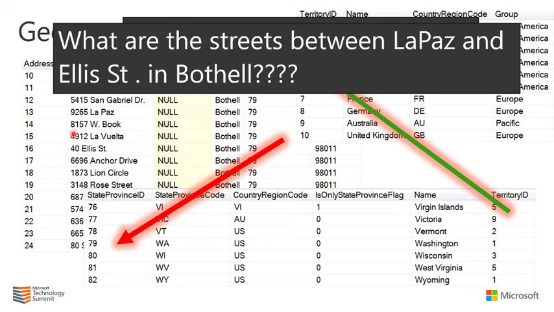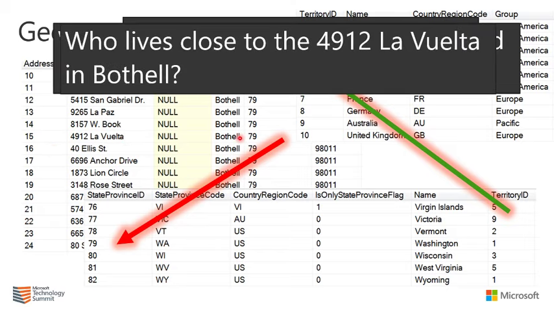And again, what about a question like this? This is the last one. Who lives close to 4912 La Vuelta Street in Bothell? So you have this street here. How to say who lives close to this street?